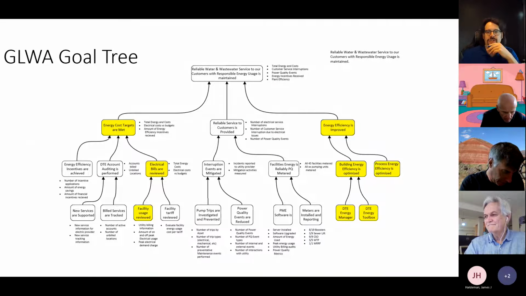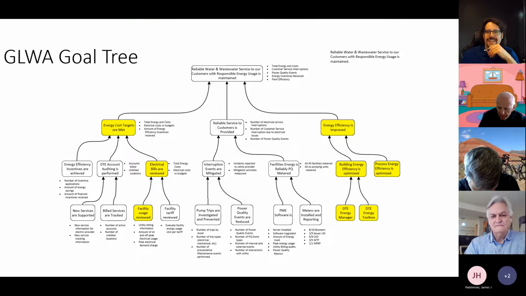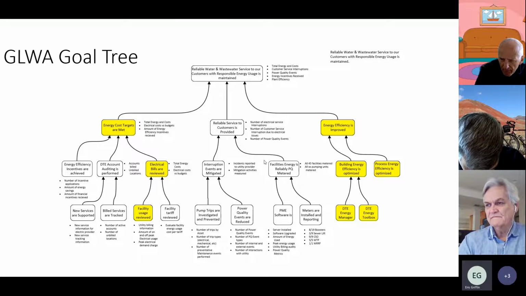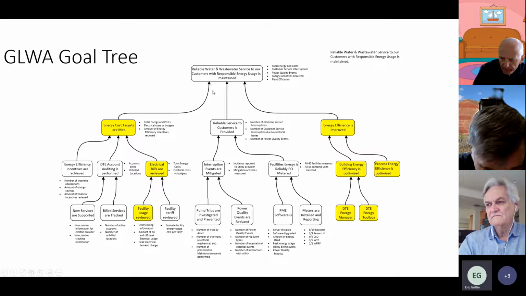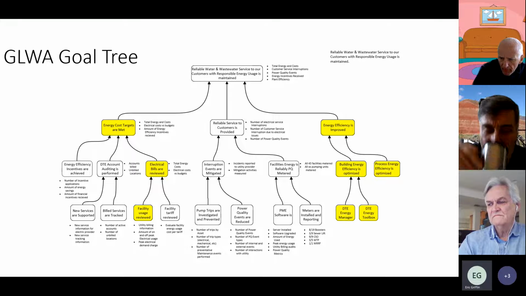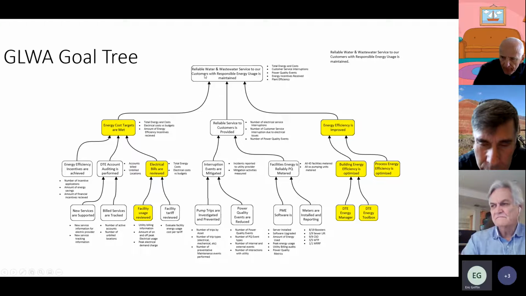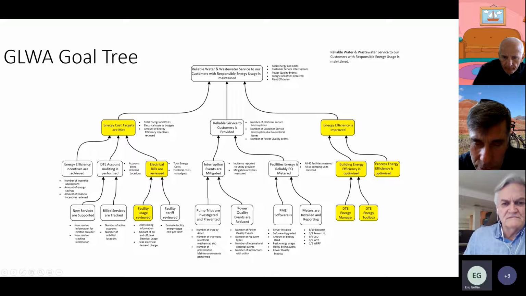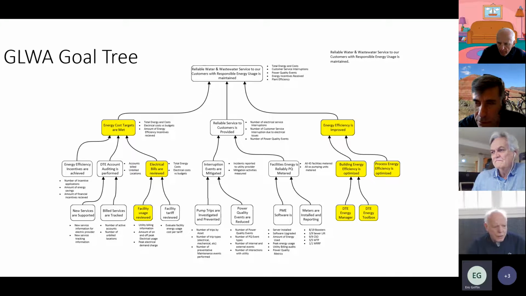So this is the goal tree that kind of started things off, with my better understanding of my energy program and what I'm trying to accomplish. Mike and I worked on this, and we were looking at it from top down. It starts with the organizational goal, right? So at GLWA, our goal is reliable water and wastewater service to our customers, with responsible energy usage maintained. And so really the role of the energy management program within the overarching GLWA goal is to responsibly use energy so that we're doing right by our ratepayers.